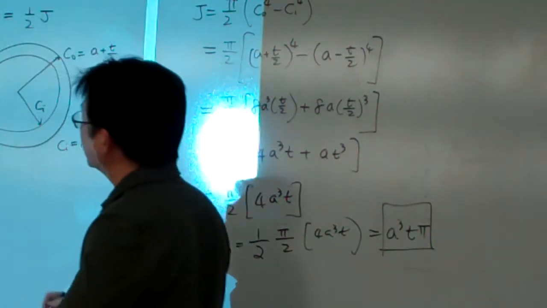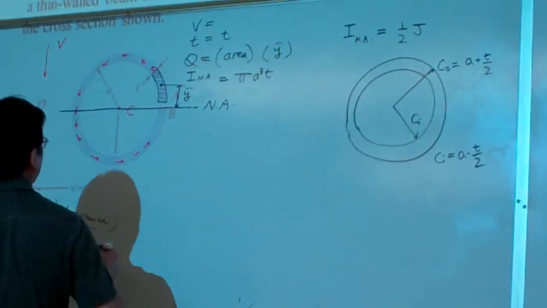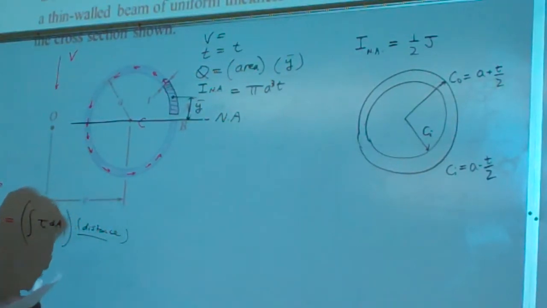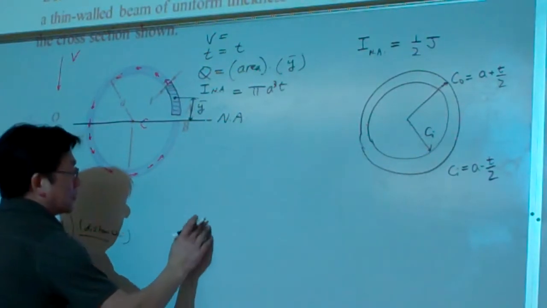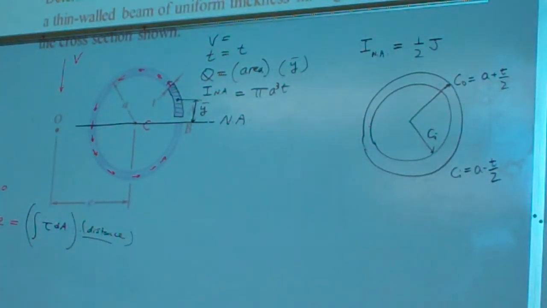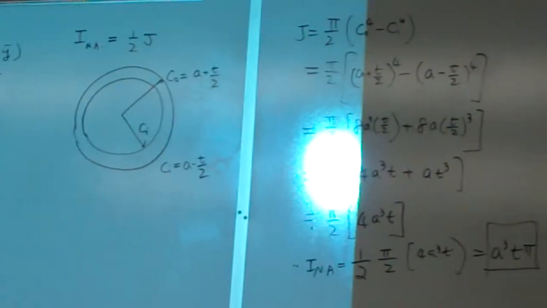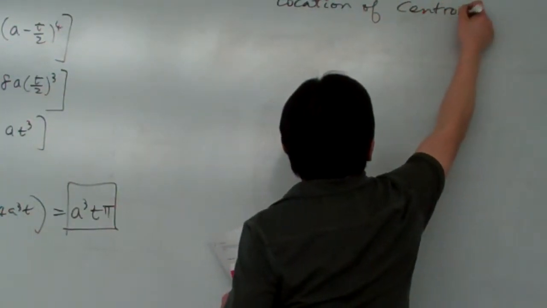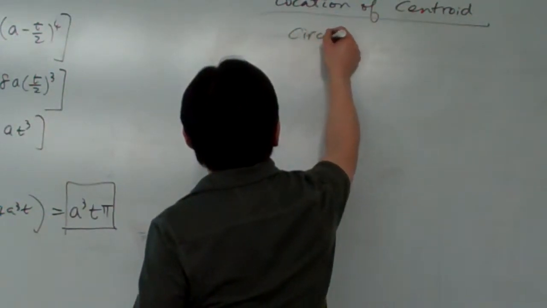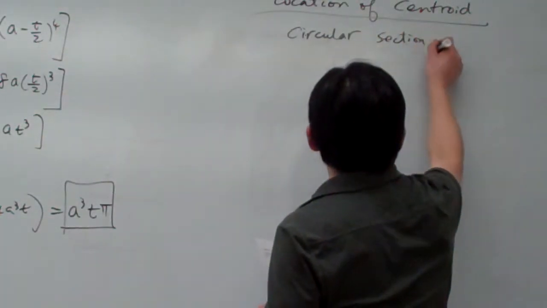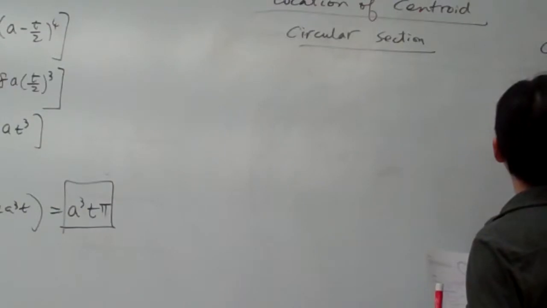So now we calculate Q for this shaded area, and here I can provide you the formulas. We have two cases, circular.